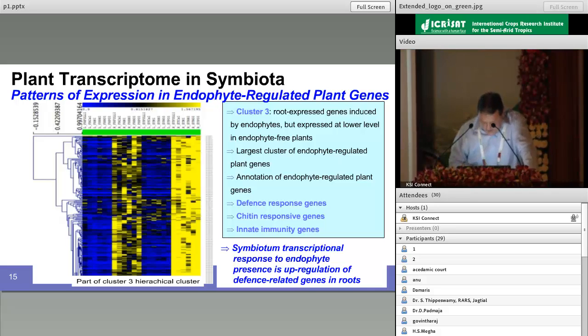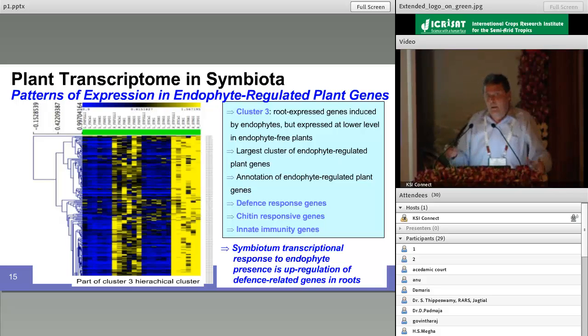In this particular case, this is a cluster of root-expressed plant genes that are induced by the endophytes. You see the samples from shoots and roots, in absence of the endophyte and in presence of the endophyte. The more yellow, the more upregulated it is. This represents the largest cluster of endophyte-regulated plant genes. If we look at the annotations of these plant genes regulated by the presence of the endophyte, we see that most of them correspond to defense response genes.